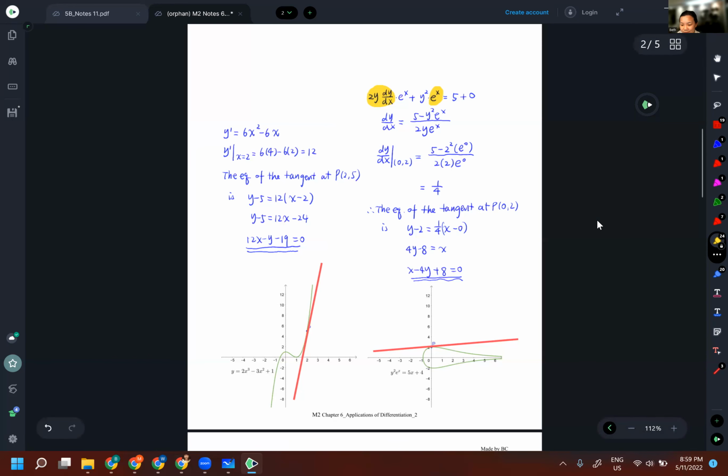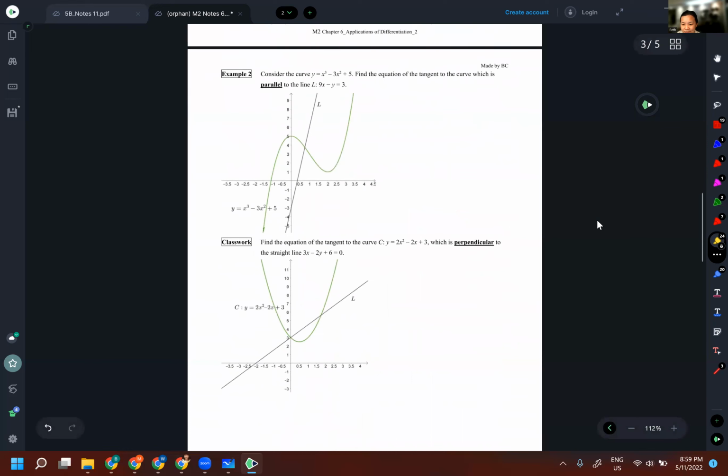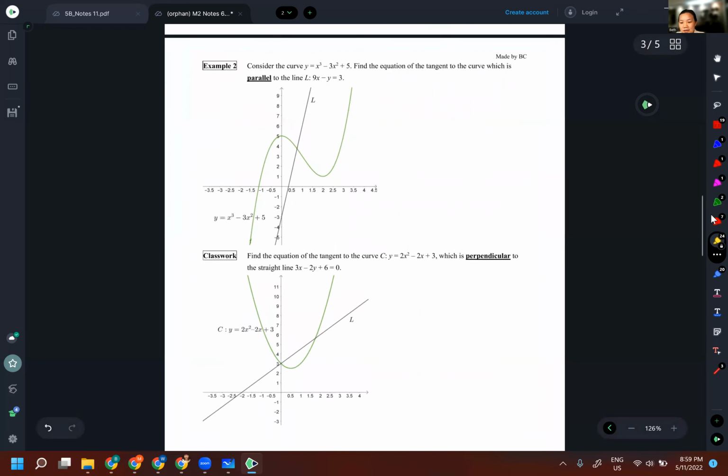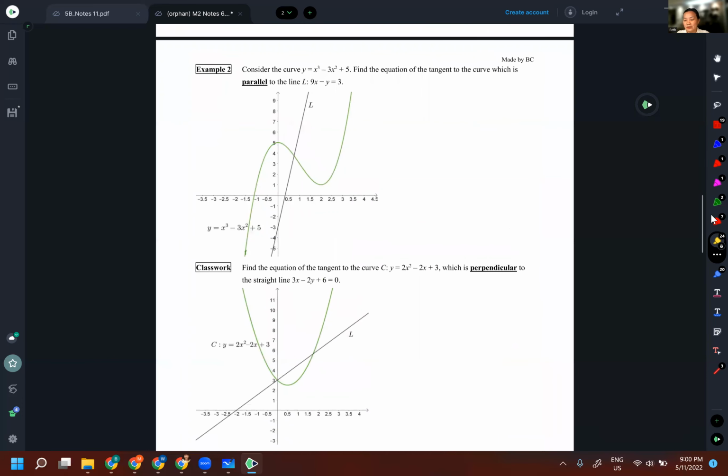Moving on. Example 2. In example 2, you will see part of the condition is taken away. Let me read it. Consider the curve and find the equation of the tangent to the curve, which is parallel to the line L.